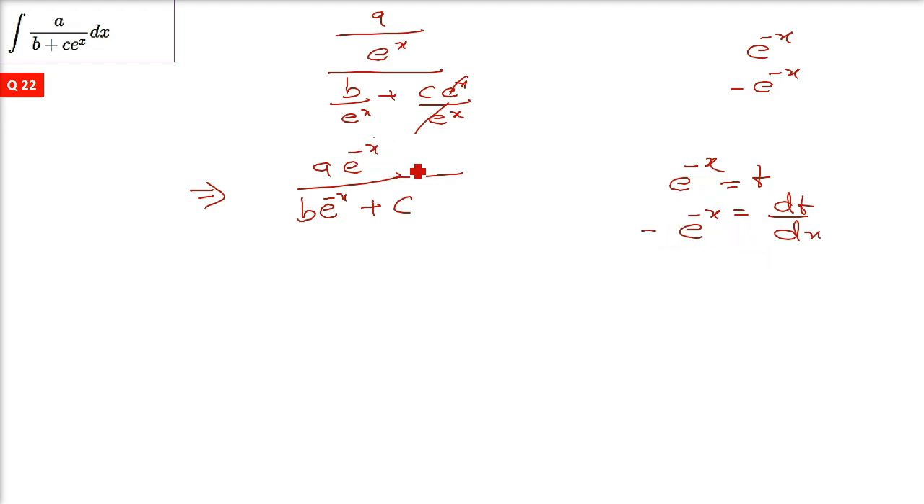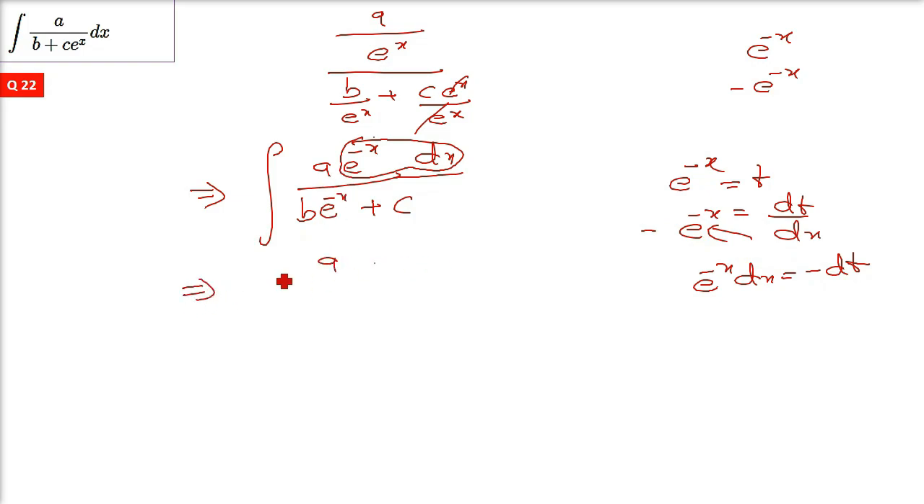So let me write it so that I can show you what is the numerator and what we are getting when we put e raised minus x equals t. So e raised minus x into dx is negative dt. Just replace this by negative dt here. A you can take outside because it's a constant, and the negative also, so negative I'm taking outside. So dt divided by b, e raised minus x is t, plus the constant of integration.